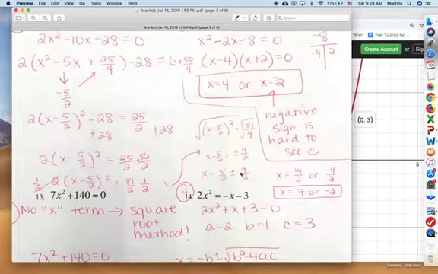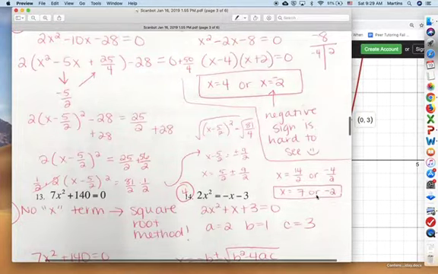Well, 5 plus 9 is 14, and you've got your common denominator, so 14 halves. And 5 minus 9 halves, right? 5 minus 9 is negative 4, and thus you get negative 4 halves. So simplify these two fractions, and you get 7 and negative 2.